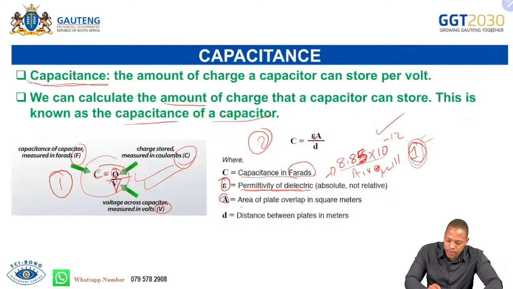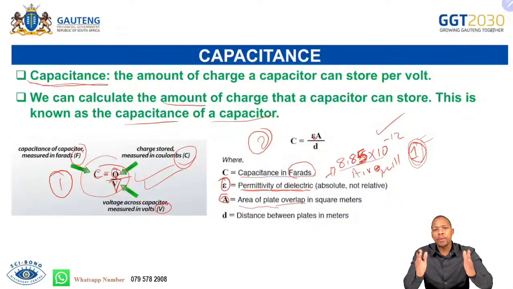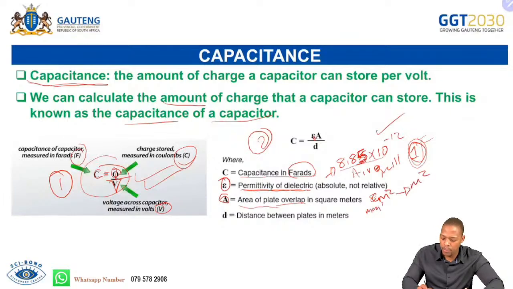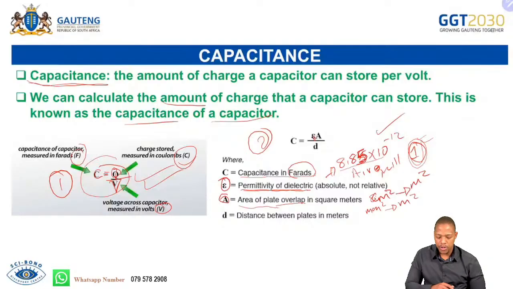And A stands for the area of the plate. The area overlap in square meters, but this is the area of the plates that make up that capacitor, and it must be in square meters. That's where the issue of converting from square centimeters to square meters comes in. From square millimeters to square meters comes in. You must be able to convert between those.